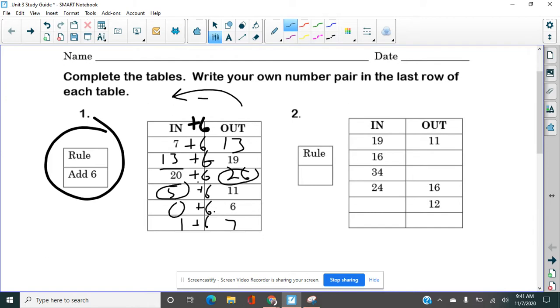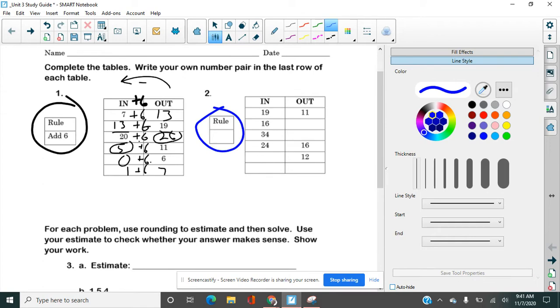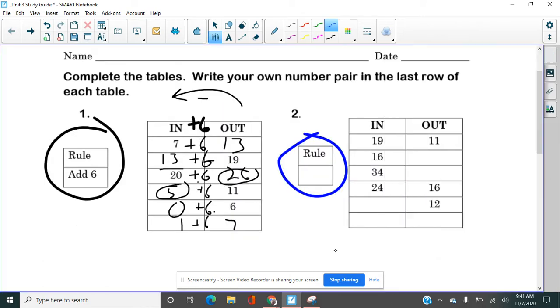All right, now look what's different over here on this box. We don't have the rule. Let's change this pen too, so that you can see it a little bit better. So we have to figure out what this rule is. When we need to figure out what the rule is, we need to look and see which ones are complete. So I've circled the 2 that are complete. So 19 turns into 11. 24 turns into 16.